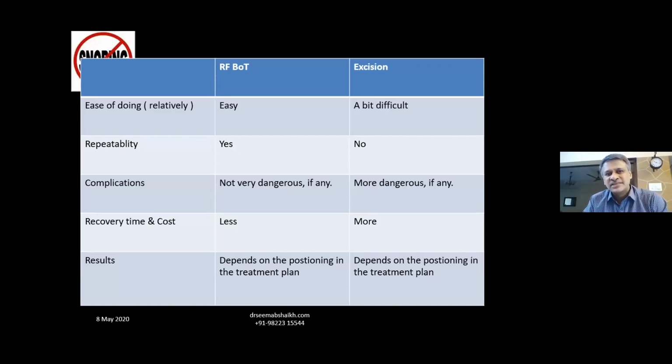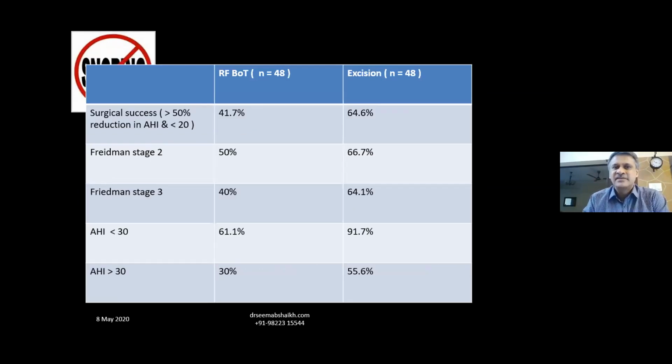So you have to now understand the importance between the RF tongue base and the excisional tongue base procedures. If you look at it whichever way, the RF tongue base is definitely easier to do. It's very easily repeatable, with fewer complications, and recovery time is much less. And the results on both of these as compared to excision would depend on when you position this treatment in your entire treatment plan, right? So obviously RF tongue base is much, much easier to do than the excision. But again, having said that, see the results.